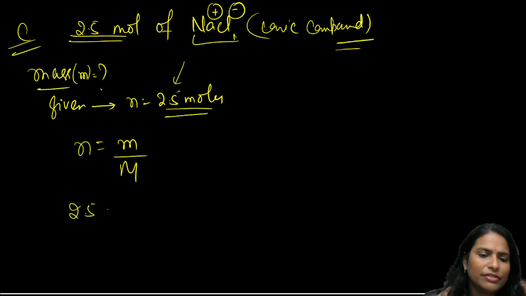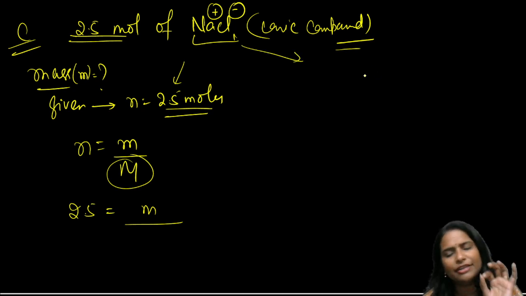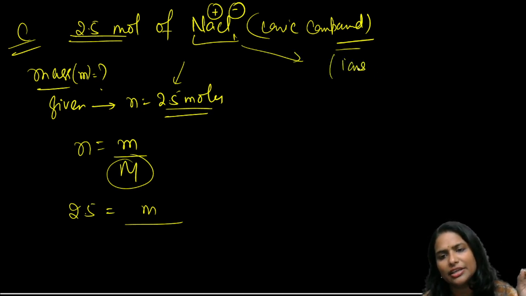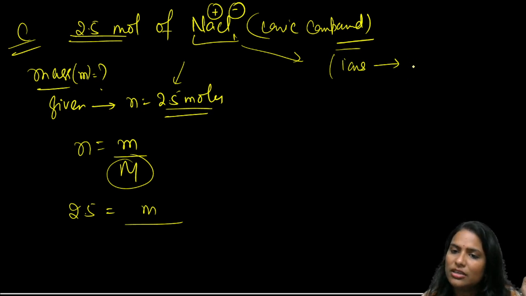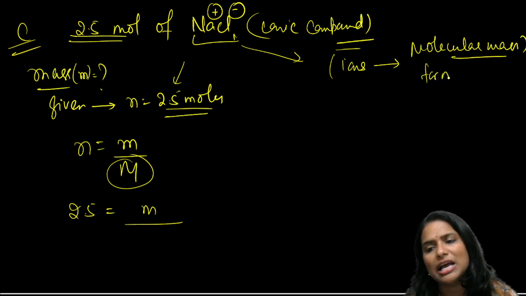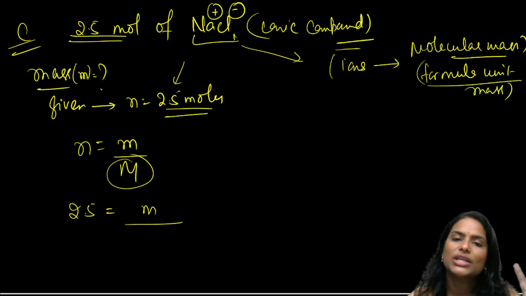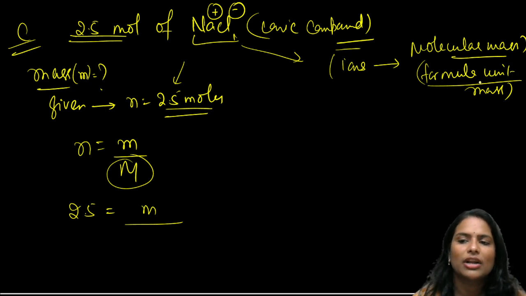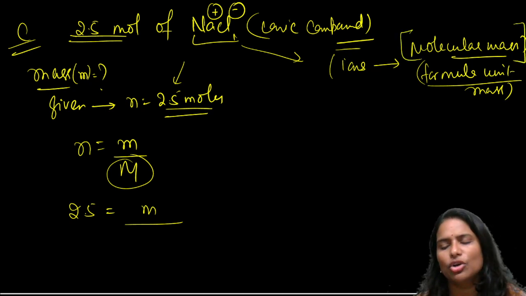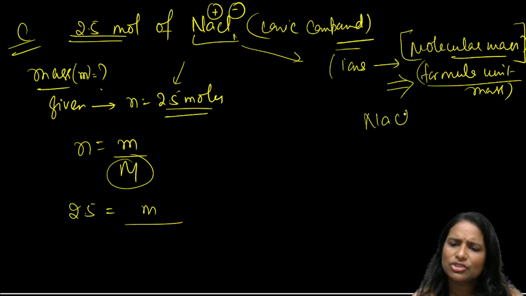So 2.5 is given to you, mass you need to find out. Molecular mass, just a single difference is there. Whenever we consider ions, rather than using the term molecular mass, we use the term formula unit mass. Just the variation is that, nothing else. In the books you will find that for ions we consider the formula unit mass, right? So for ions, instead of the word molecular mass, you use the term formula unit mass. So you will just find out the mass of this NaCl.